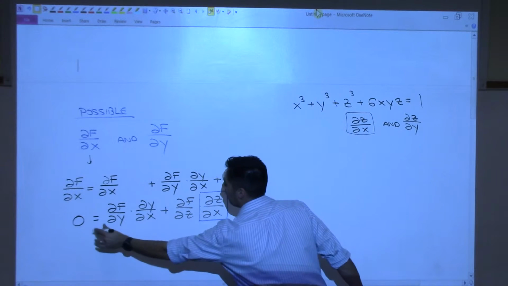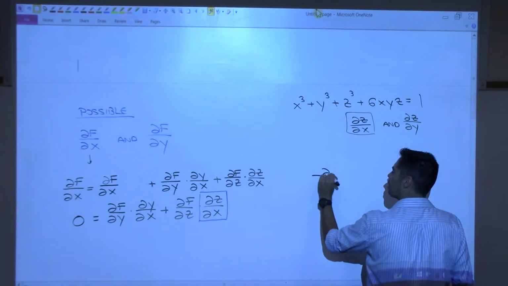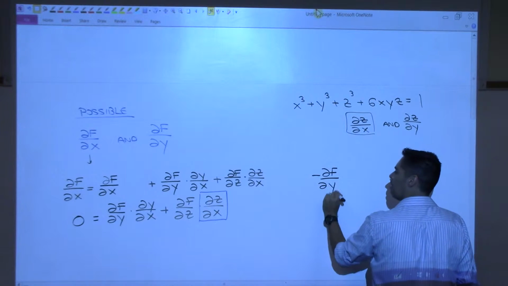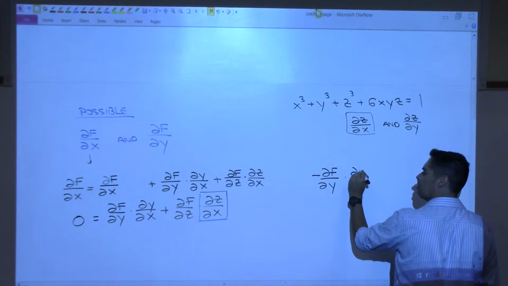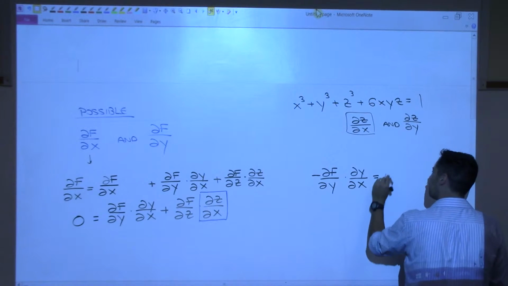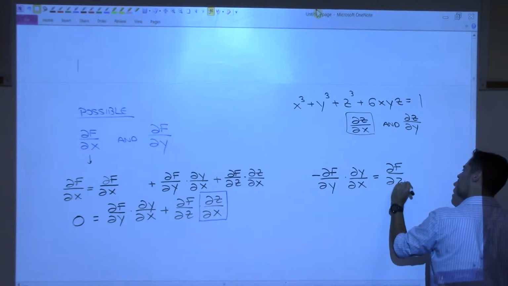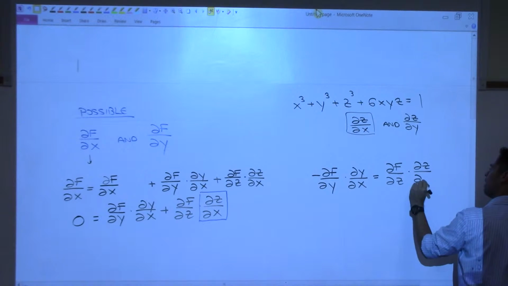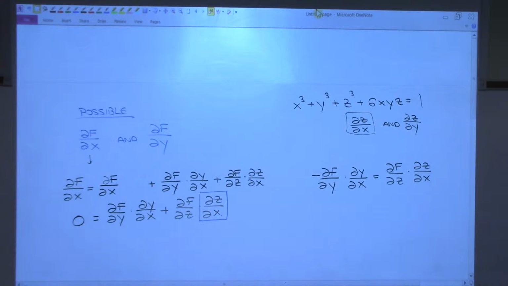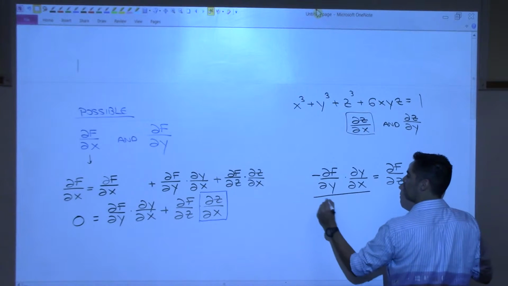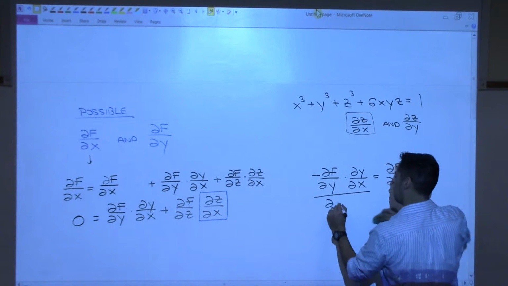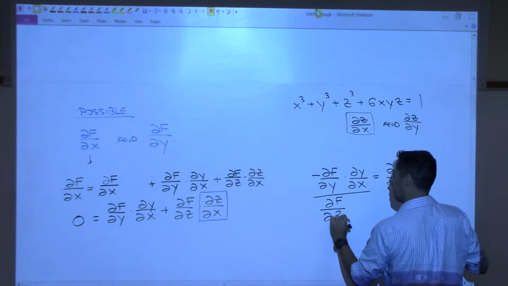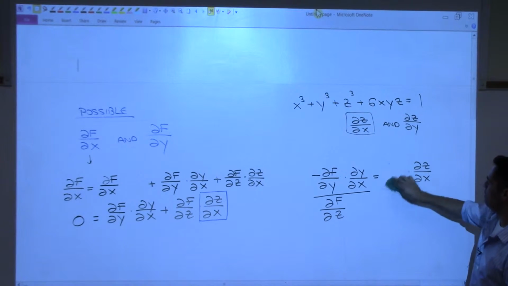So I'll move this to the other side. You get negative partial f with respect to y times partial y with respect to x equals partial f with respect to z times partial z with respect to x. We agree? Now, trying to solve for this, right? Divide, so take this, put partial f with respect to z, and then this side becomes this.